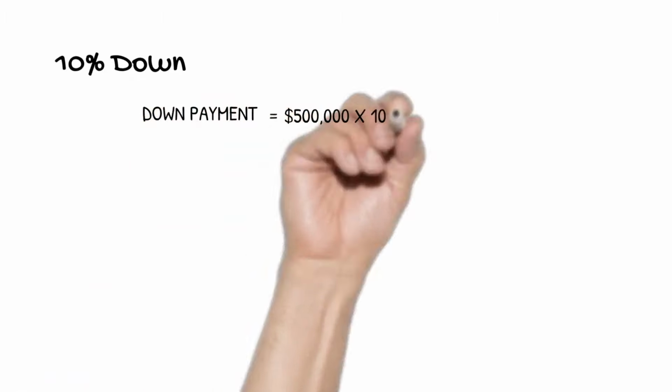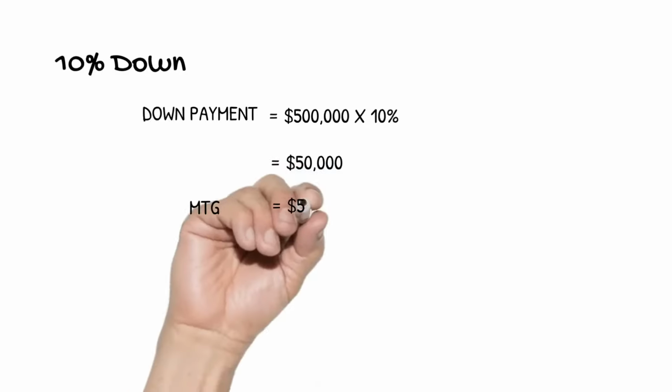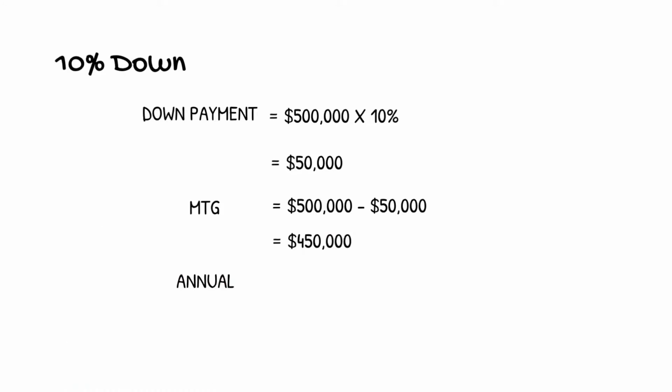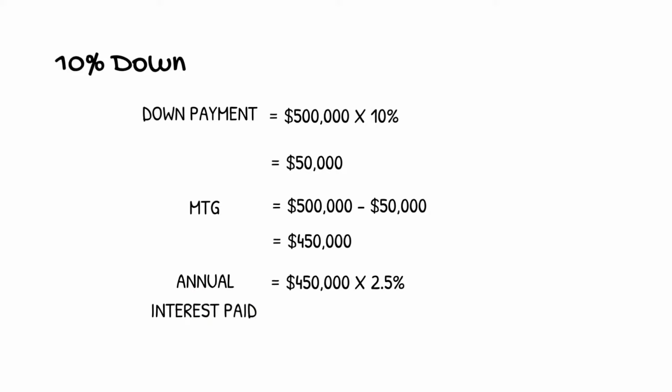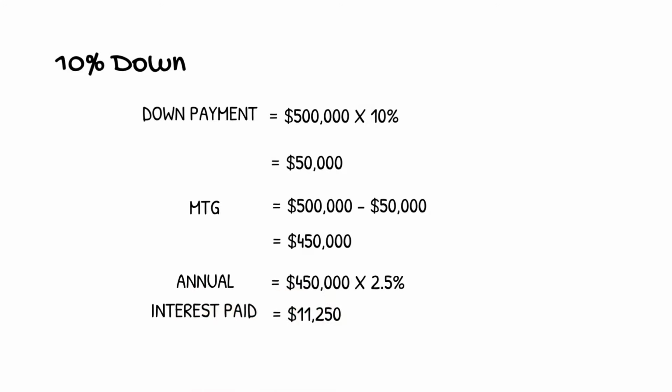But let's go further than that, and let's pretend we're going to put 10% down. Now your purchase price, again, hasn't changed, $500,000. This time you're putting $50,000 down and you're going to have a $450,000 mortgage. Once again, mortgage interest calculated at 2.5%. 2.5% of $450,000 is $11,250.